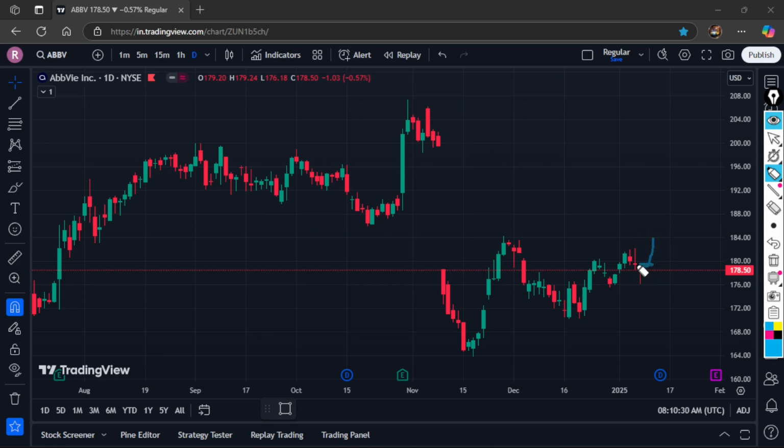If it opens flat and tries to go upside, here we can plan only the buying side, and we are not interested in the selling side. Here we are only interested in the buying side, not the selling side, if it tries to go upside.